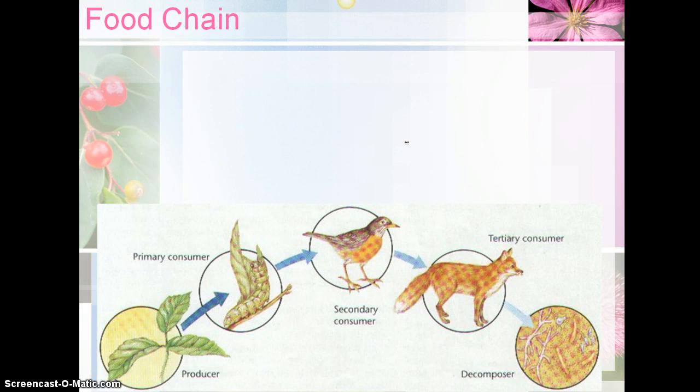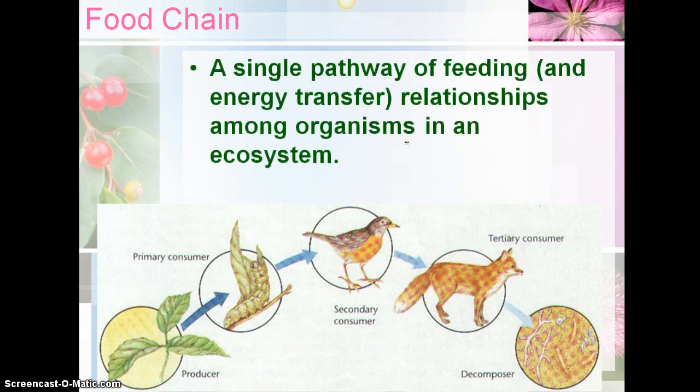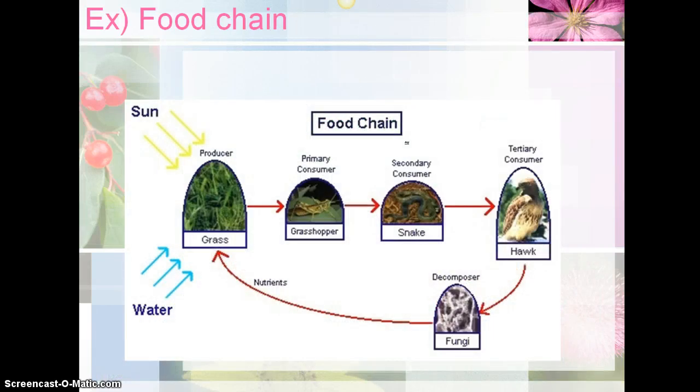All right, moving on, we have food chain and food web. So a food chain is a single pathway that organisms eat from each other in order to pass that energy. And you can see in the picture we have producer, primary consumer, secondary consumer, tertiary consumer, and then decomposers kind of take care of anything that's dying or dead material. Here's an example of a food chain as well.